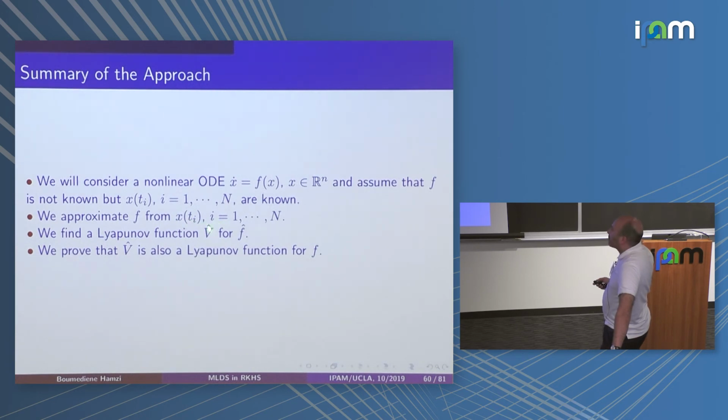For the next two problems, we are going to adopt a more direct approach, where we are not using this assumption of linearizing spaces, but it's just to illustrate the different approaches. So approximate f from x of ti, then we find the Lyapunov function v hat for f hat, and then we prove that v hat is also a Lyapunov function for f.